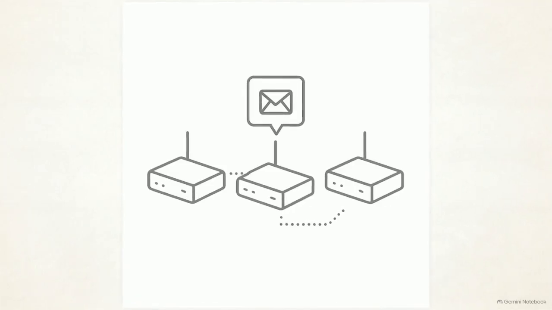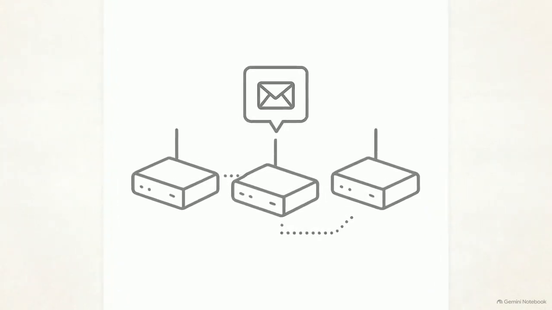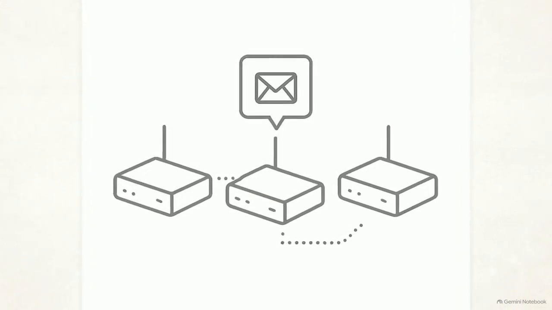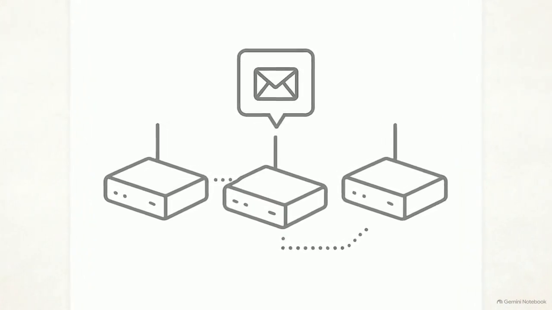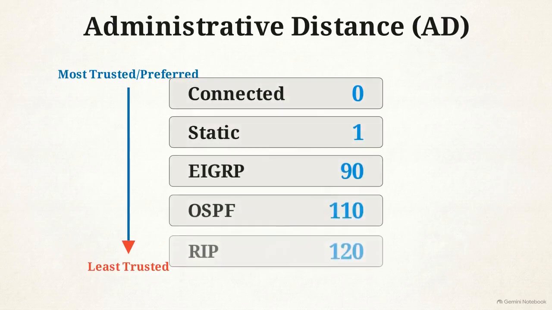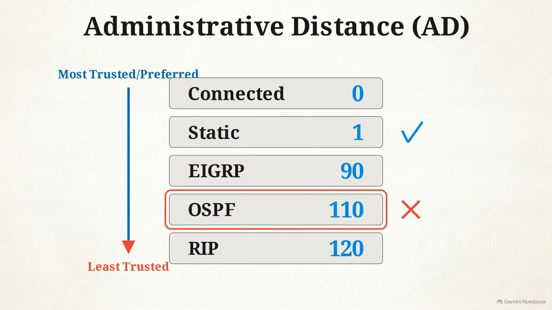Block 1 covers core foundations. We examine the scaling limits of static routing, how organizations use autonomous system numbers to identify themselves, and the specific metrics routers use to measure distance. This diagram outlines the administrative distance hierarchy. When a router learns the same destination from multiple protocols, it uses this ranking to break the tie, preferring a static route at 1 over OSPF at 110 or RIP at 120.